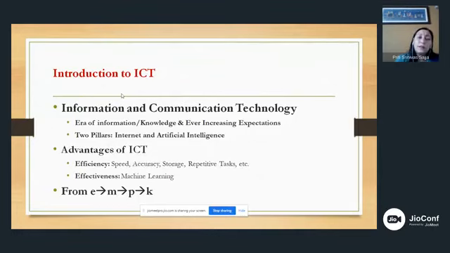And there are two pillars, the internet and artificial intelligence, because the internet can solve the communication and connectivity problem, and artificial intelligence tries to impart human-type intelligence, human-type thinking and processing power into machines.